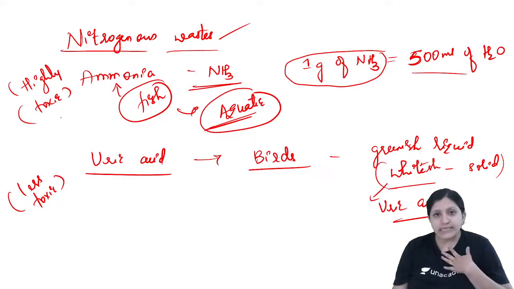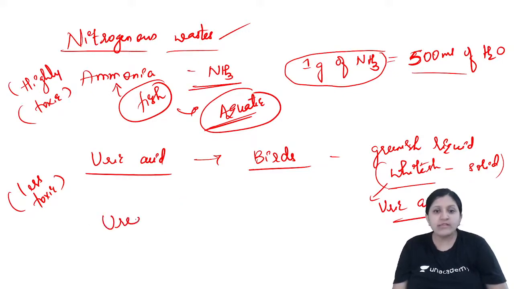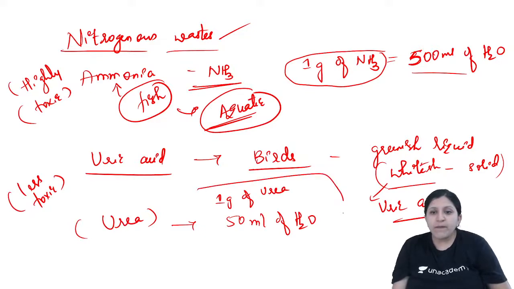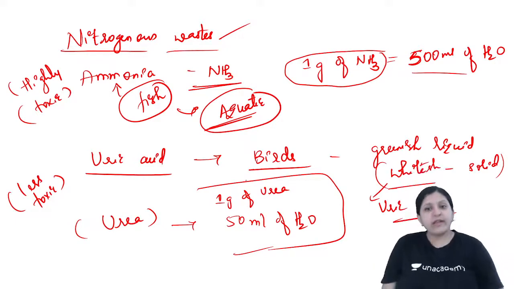Now in the human case, humans form urea. This urea formation requires about 50 ml of water to remove 1 gram of urea. So you at least consume this 50 ml, and you are getting rid of the 1 gram of urea which is formed.